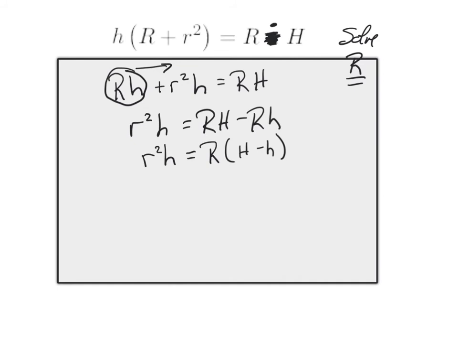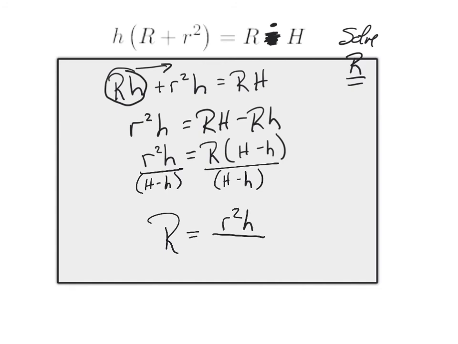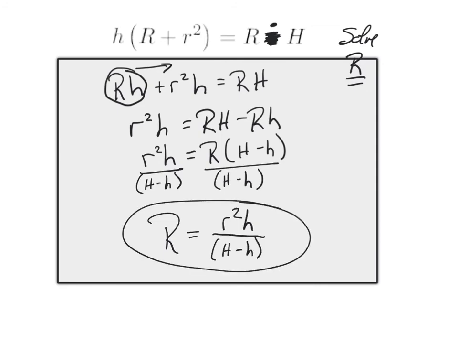1 is good. Now I can get rid of that parenthesis. I don't even care what's in the parenthesis. I can get rid of the parenthesis by division. And I'm left with capital R equals R squared H over capital H minus little h. I don't care if you put the parentheses down there, as long as you're not going to cross out those little h's. Don't do that. And there's my answer.